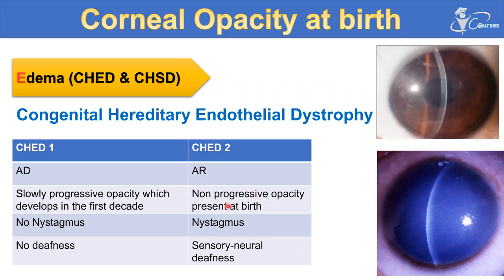So the child is born with a non-progressive, dense opacity that is present at birth. That's why this child didn't have an opportunity for any period of visual clarity, since he is born with a corneal opacity. So they will present with nystagmus, and they can also be associated with sensorineural deafness. The characteristic feature is the presence of what's called ground glass diffuse opacification of the cornea, and due to endothelial decompensation, they may show corneal edema.